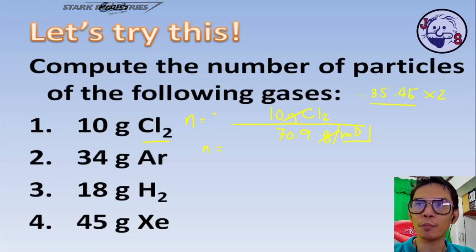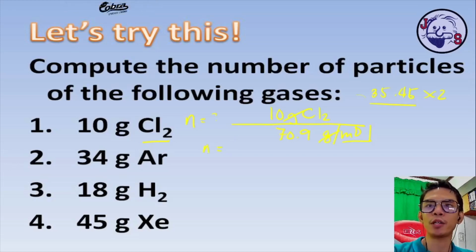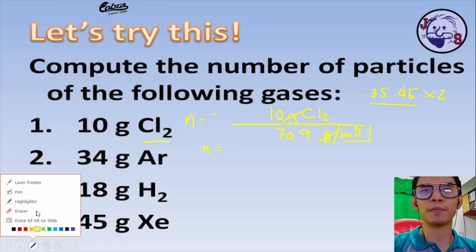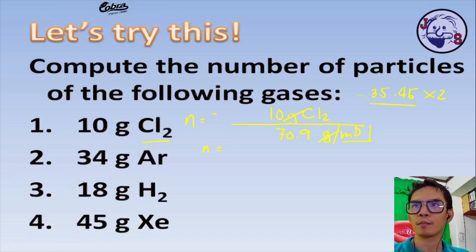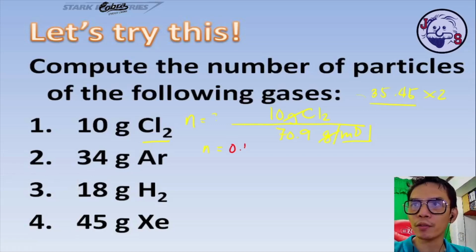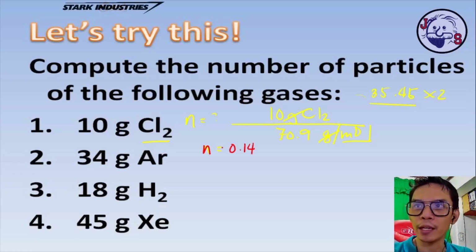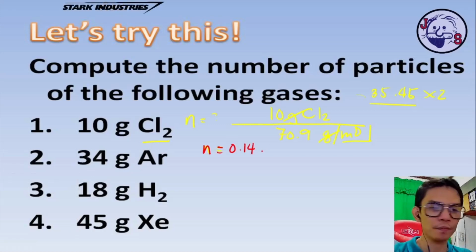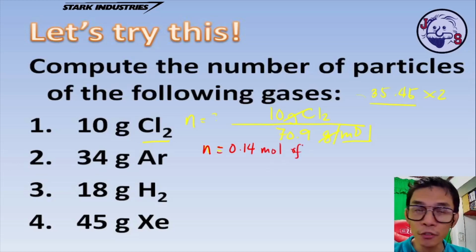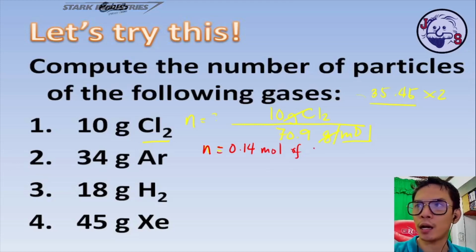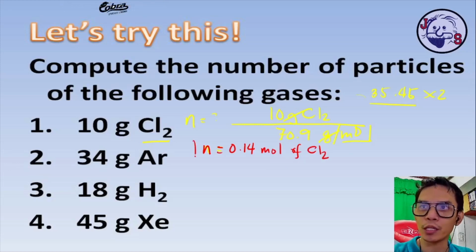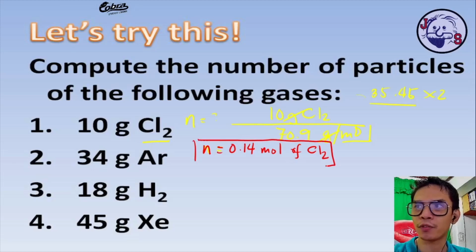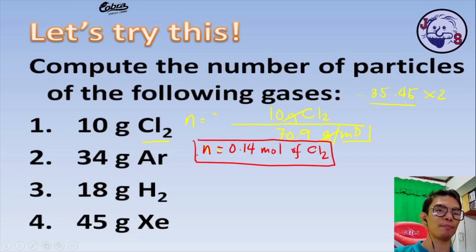So the number of molecules that you have right here, the N, is equal to 0.14 mole. It must be in a complete answer: mole of Cl2. So this is the complete answer for this problem.